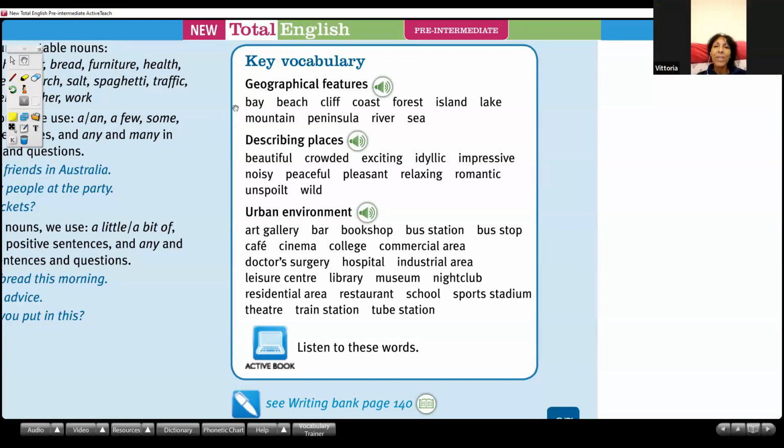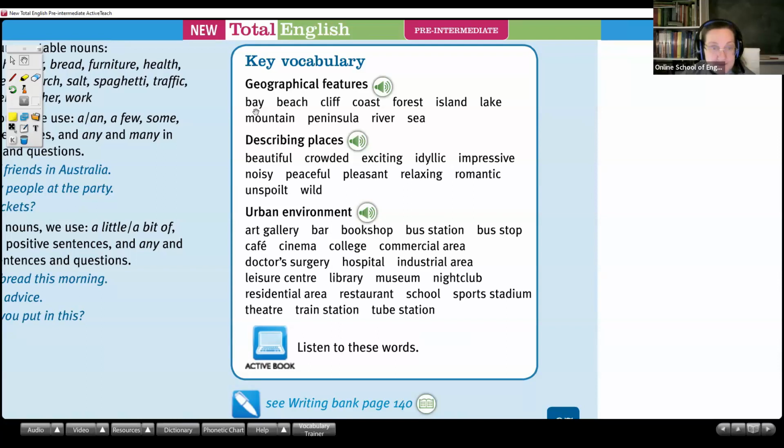So now let's look at geographical features. What is geographical? Everybody repeat. Geographical. Geographical features. So these are descriptions of what? Yes, that's right. Of places. Okay. So listen and repeat.